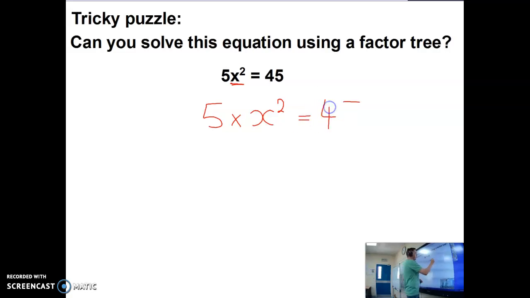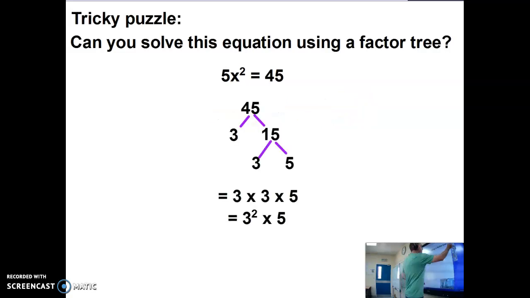And so, what I'll do is I'll take 45 and I'll break it down with a factor tree. When I do that, I get 3 squared times 5. And if I've got 3 squared times 5, well, that means that the x here is 3, because 5 times 3 squared equals 45. So that's a little bit of an extension one there just to get you thinking.